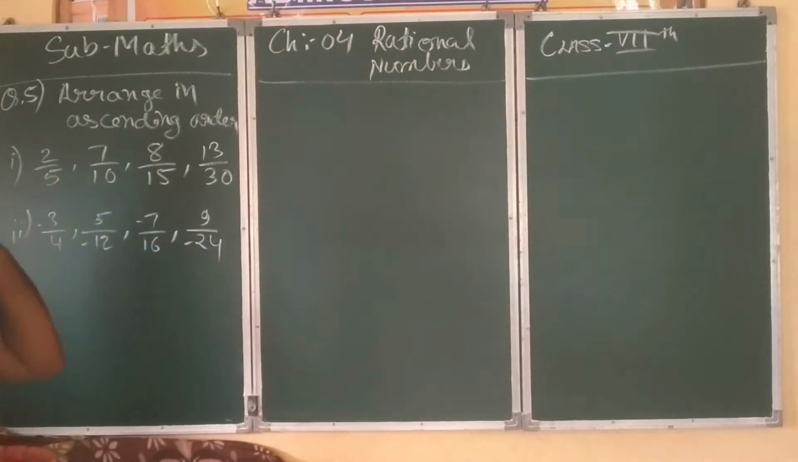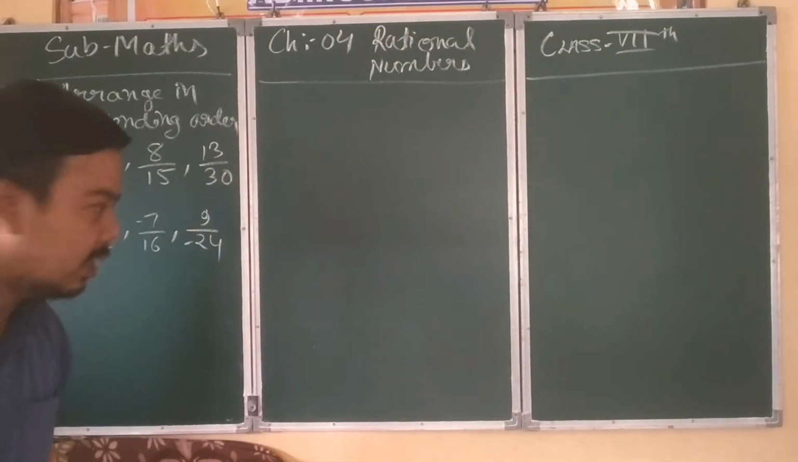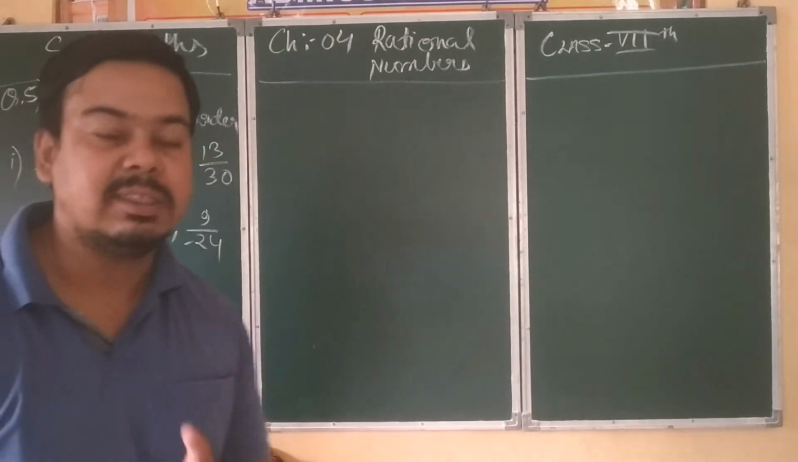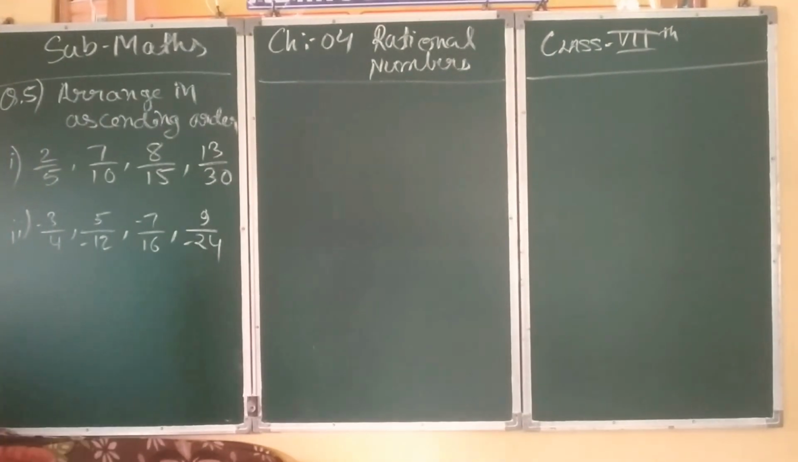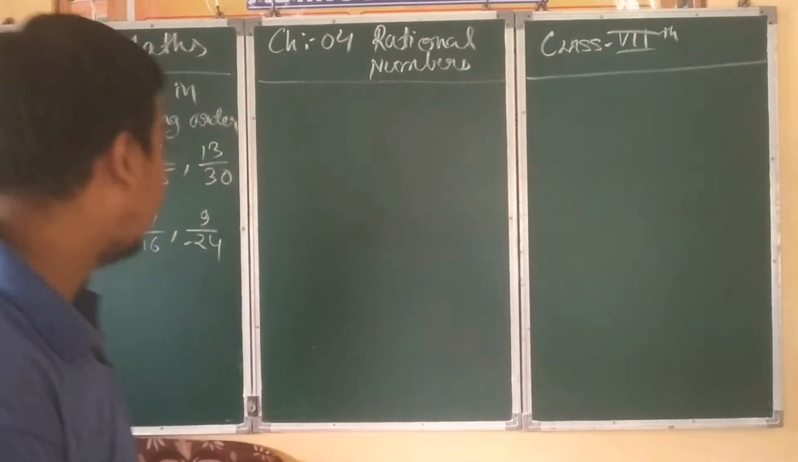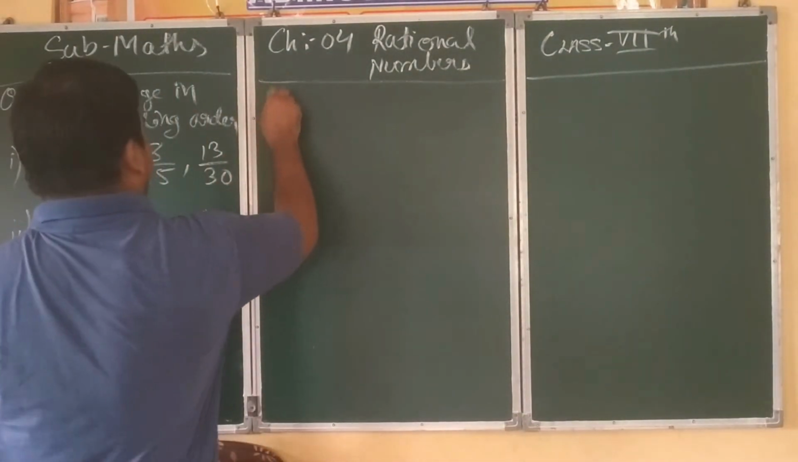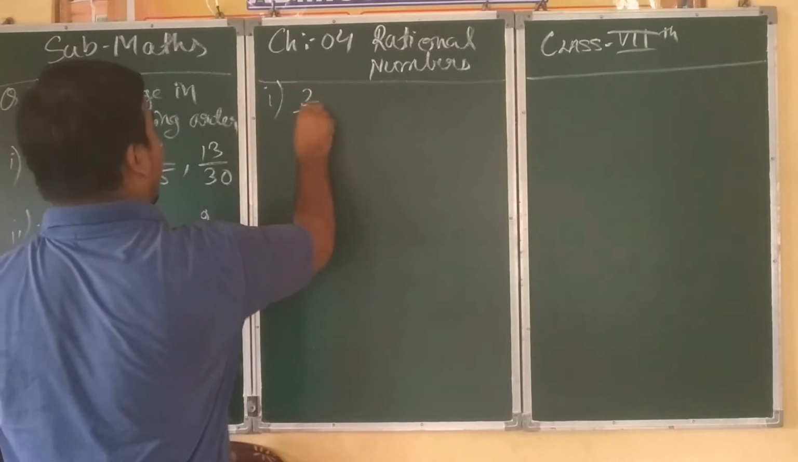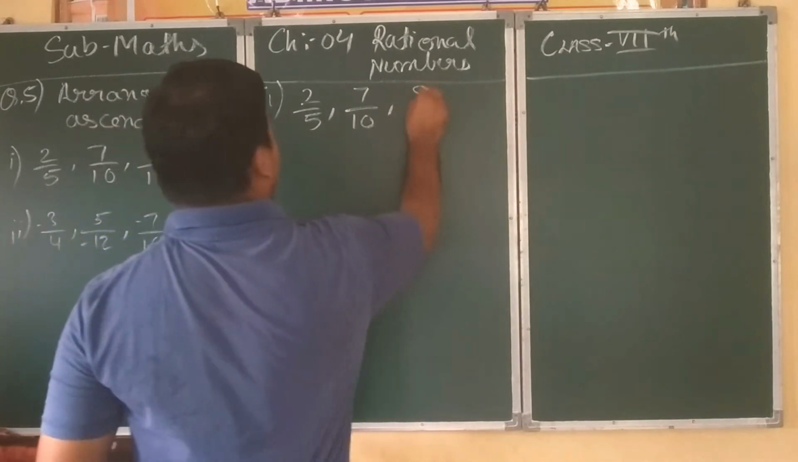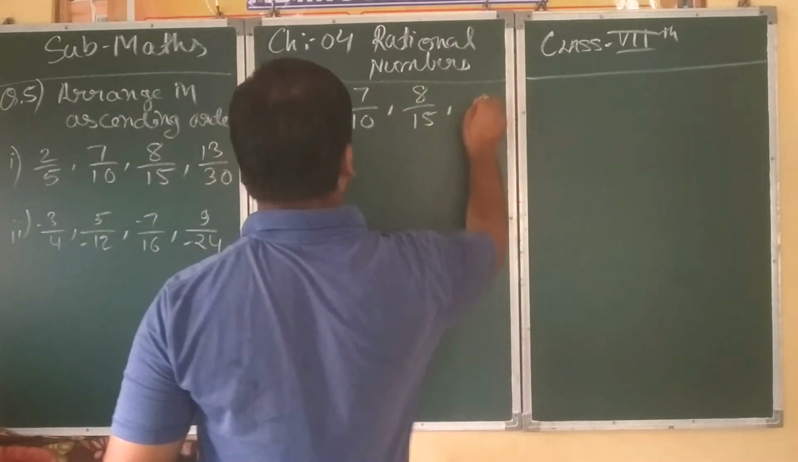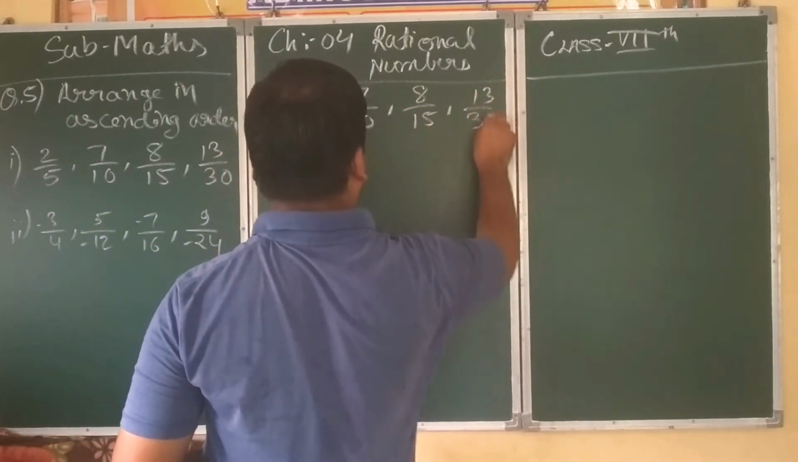Chapter number 4, to continue here, Exercise 4B. Question 5: arrange in ascending order. These rational numbers are given and we have to arrange them in ascending order. Ascending order means smaller to greater. First of all, write the rational numbers: 2 by 5, 7 by 10, 8 by 15, 13 by 30.